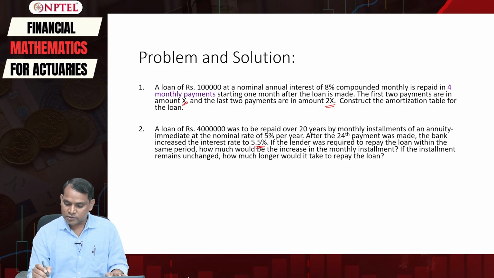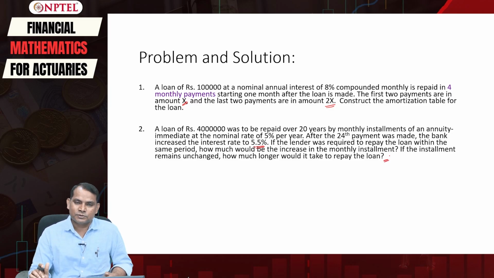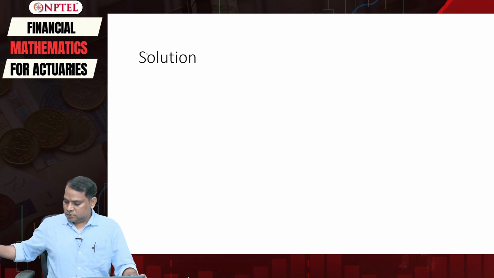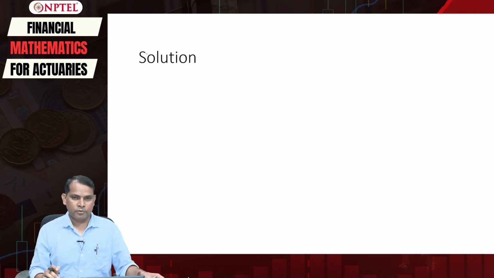If the lender was required to repay the loan within the same period, how much would be the increase in the monthly installment? That is the first question. The second question is, if the installment remains unchanged, how much longer will it take to repay the loan? Okay, let us solve these two scenarios using the formula we have learnt in our loan amortization principle session. Okay, so let us compute the first problem.